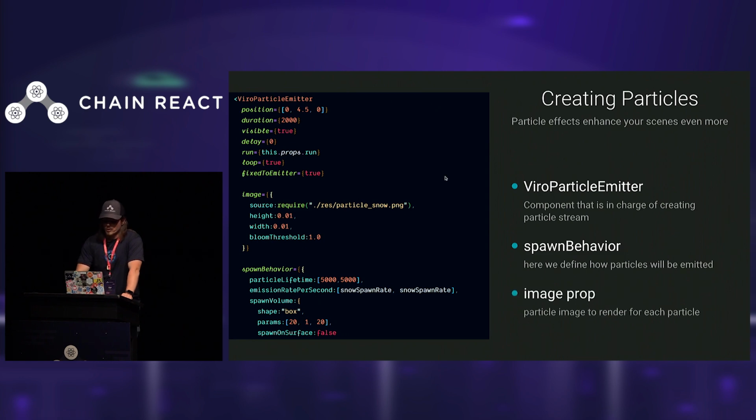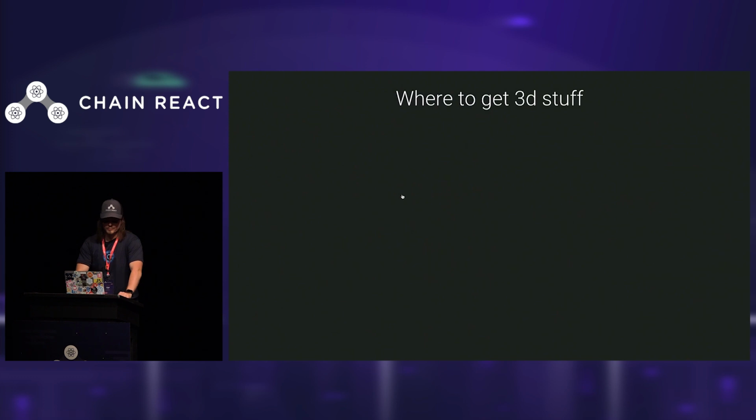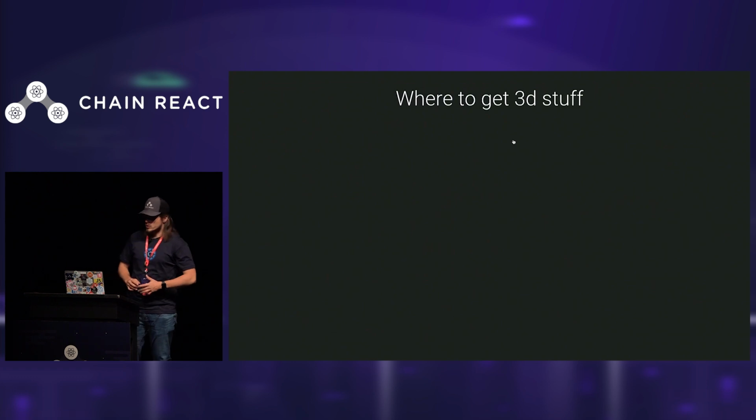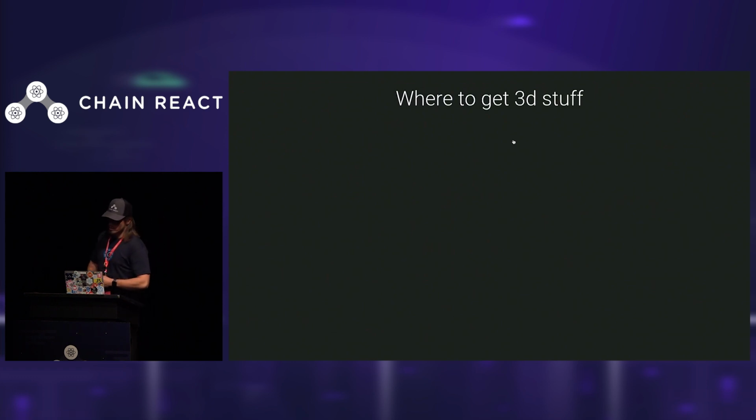Image prop, we just put here, image prop. So the last thing, actually the first thing people ask me about AR and VR in general: where do I get 3D stuff? I don't want to go to some website and spend a huge amount of money hiring a 3D modeler. Don't get me wrong, a 3D modeler will always be better for a long-term project, but we want to play around with things, right? So where do I get stuff?